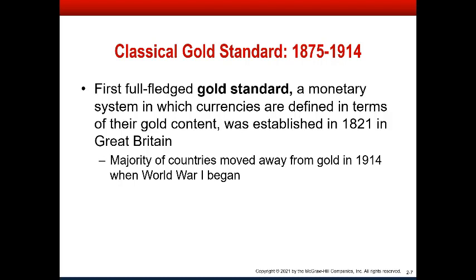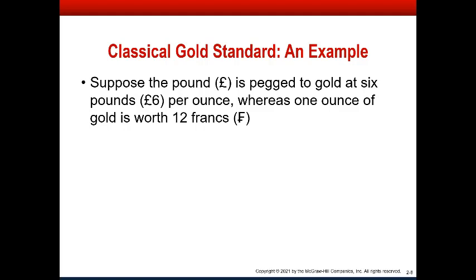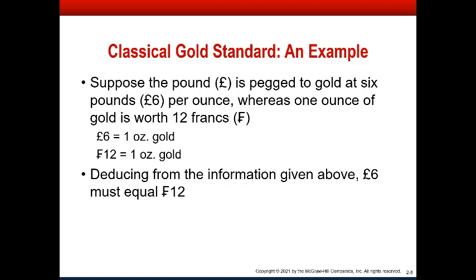But note this, and this is what we're interested in. Under the gold standard, the exchange rate between any two currencies is determined by their gold content, and it's fixed, it's locked in. Here's an example. Suppose the British pound is pegged to gold at 6 pounds per ounce, whereas 1 ounce of gold is worth 12 French francs. So we want to say this: an ounce of gold is worth 6 pounds. The same ounce of gold, if you took it to the mint in France, would be worth 12 francs. So we can work out the exchange ratio between pounds and francs. 6 pounds has to equal 12 francs because they're both defined as 1 ounce of gold. So that means 1 pound is worth 2 francs. Or we could also say a franc is worth 1/2 of a pound.